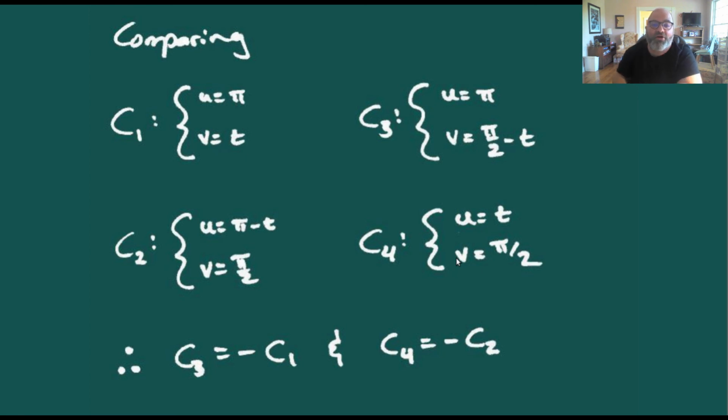And so if we compare our first two curves with our last two curves, for C1 and C3, u is going to be pi for both, and v is going to be t for the first one, and pi over 2 minus t for the second. For the second pair of curves, u is going to be t for one and pi minus t for the other. And so just comparing those two, C3 is going to have the opposite orientation of C1, and C4 is going to have the opposite orientation of C2.